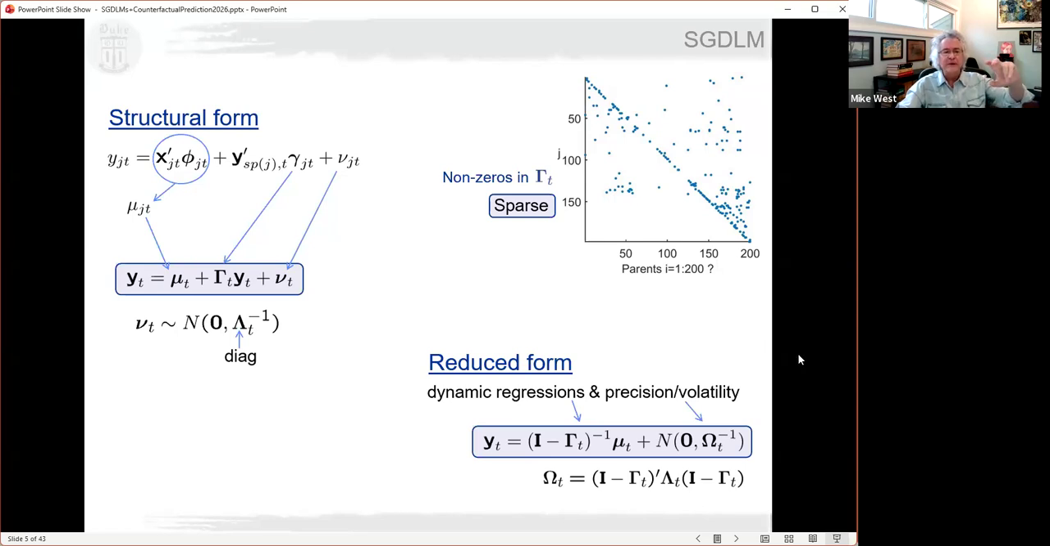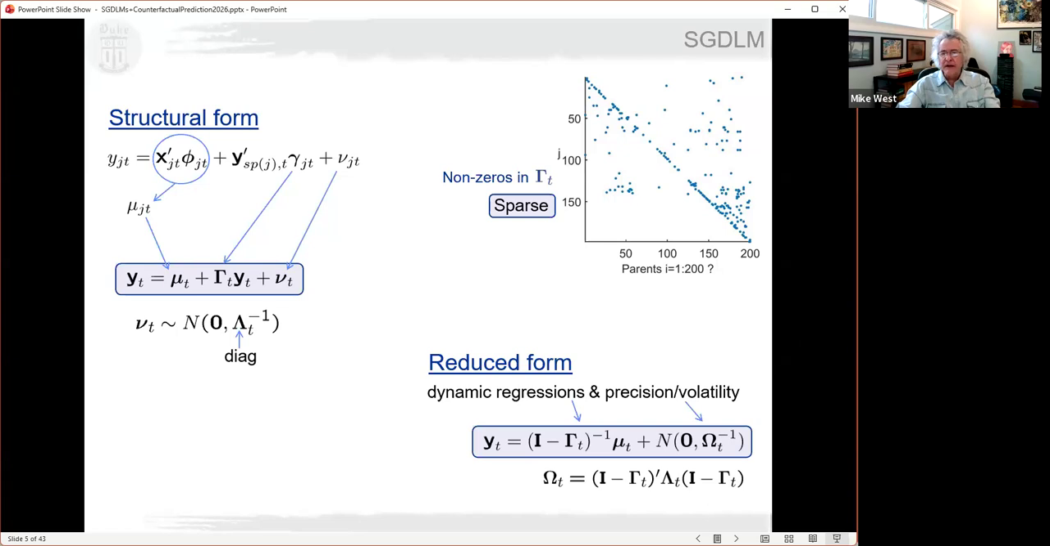But I want to make this statement, I sort of alluded to it, that economists have been doing simultaneous equations for decades and decades and decades. And this is simply a representation of a simultaneous equation system in structural form going to reduced form, with the caveat that everything's time varying in the parameters and there's a lot of sparsity.